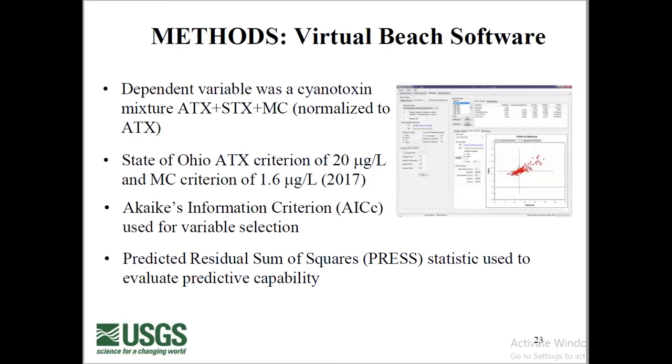The way I did that was to normalize the saxitoxin and microcystin concentrations to anatoxin. The software requires that you put in threshold values or criteria values. The state of Minnesota doesn't have all three, and the US EPA doesn't have all three, but the state of Ohio does have anatoxin, saxitoxin, and microcystin criteria. So that's what I used for the model development. I multiplied microcystin by 12.5 to equal the anatoxin value, and saxitoxin by 100. I used both Akaike's information criterion, to select the independent variables to include in the model, and also the PRESS statistic in order to choose which was the best model.